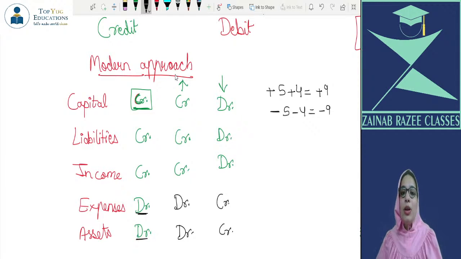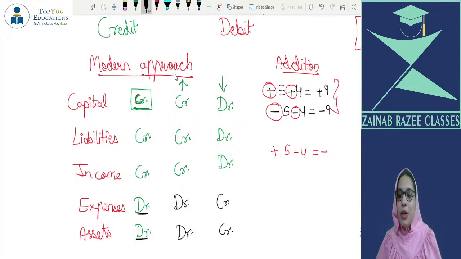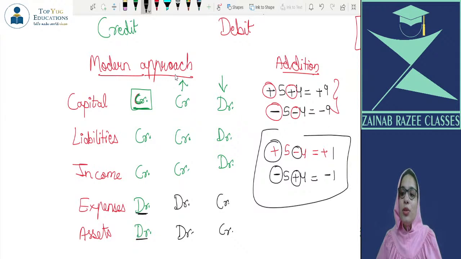Yes. So what I want to tell you is that if the signs are the same, plus plus or minus minus, then actually you are adding. Are you guys getting it? You are actually adding when the signs are the same. And if it is plus 5 minus 4, the answer is plus 1, or minus 5 plus 4, the answer is minus 1. Whenever the signs change, plus minus or minus plus, then what you are doing is subtraction.